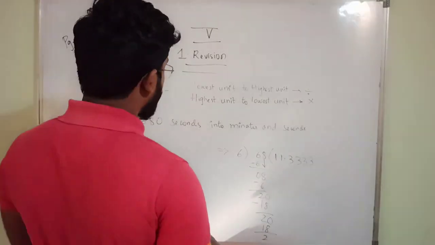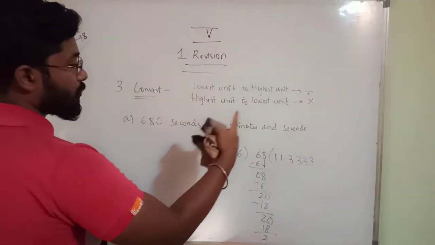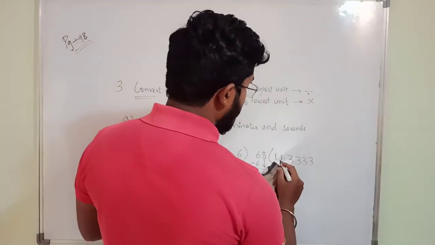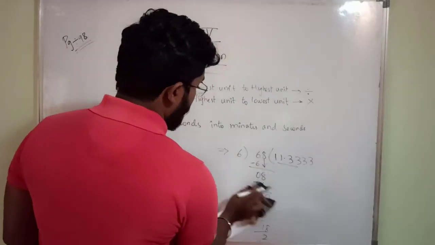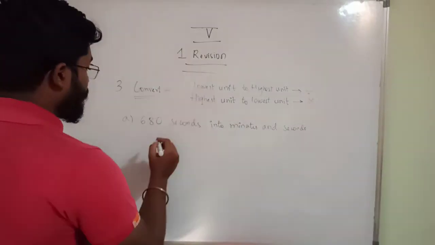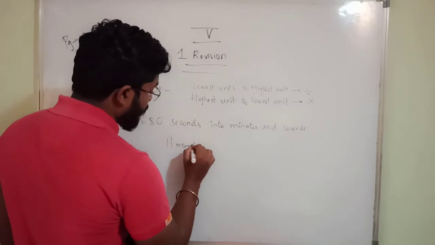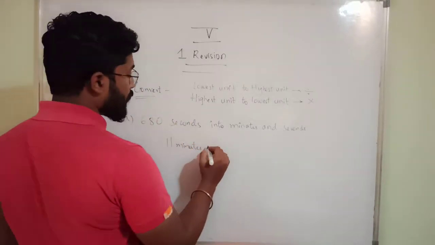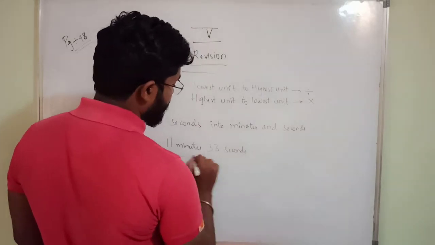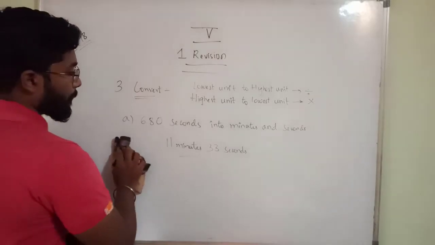So if you want to convert 680 seconds into minutes and seconds, what can you write? This is 11.33, no? 11.33 is the answer, means 11 minutes. Take 2 decimals at least. 33 seconds. Okay, this is the answer, 11 minutes 33 seconds.